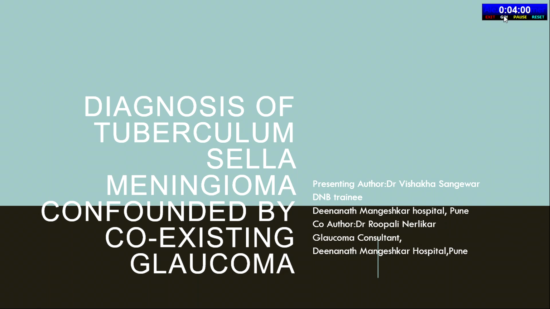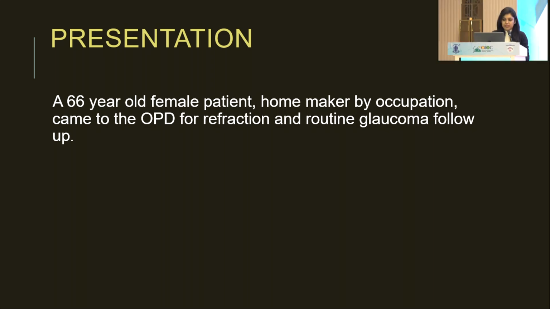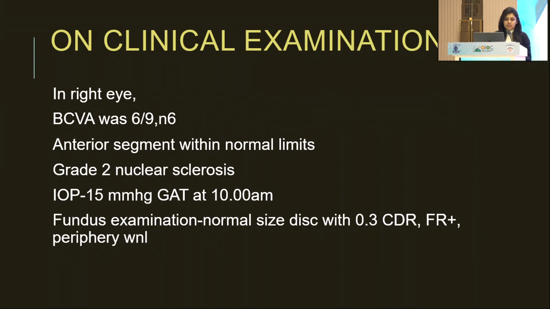Good morning, everyone. A 66-year-old female patient, homemaker by occupation, came to the OPD for refraction and routine glaucoma follow-up. On clinical examination in the right eye, best corrected visual acuity was 6/9 and N6, anterior segment within normal limits with grade 2 nuclear sclerosis. Intraocular pressure was 15 millimeters of mercury on Goldmann applanation tonometry at 10 a.m. Fundus examination showed a normal size disc with 0.3 vertical cup disc ratio. Foveal reflex was present and periphery within normal limits.